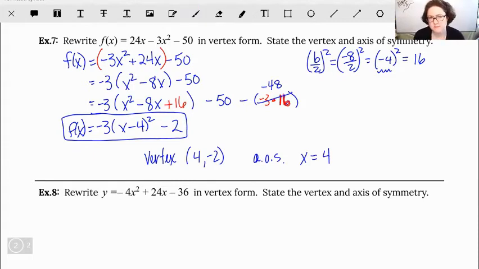Alrighty, now would be a good time to go ahead, pause the video, and try out example 8 on your own, then restart it, see how you did. Okay, so let's see how example 8 went for you.